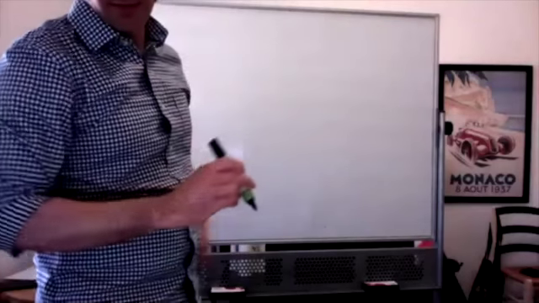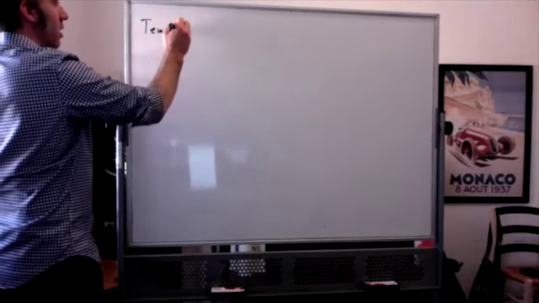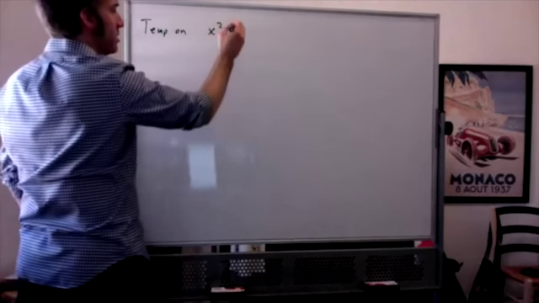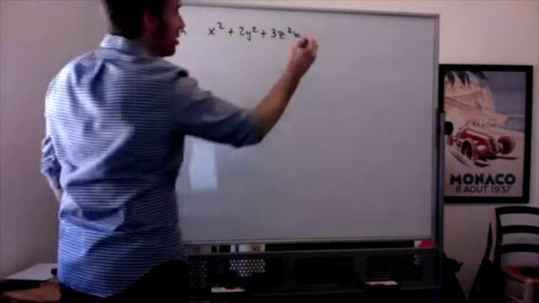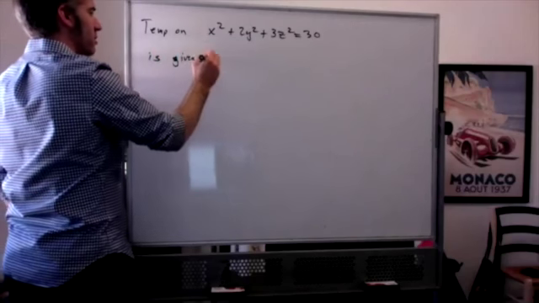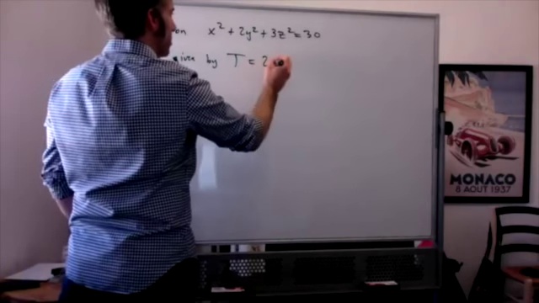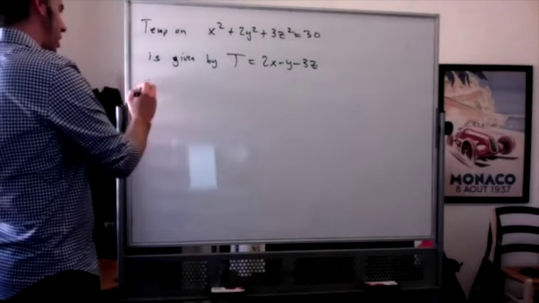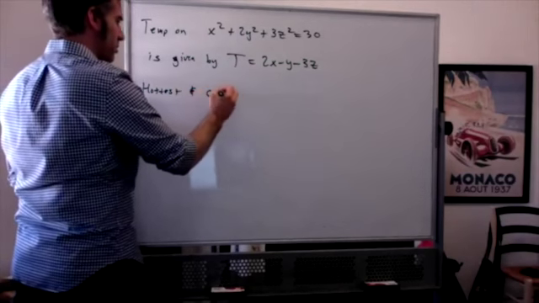Okay, let's look at this one. The temperature on an ellipsoid, which is given by the equation x squared plus 2y squared plus 3z squared equals 30, is given by T equals 2x minus y minus 3z. And the question is, what are the hottest and coldest points on the ellipsoid?